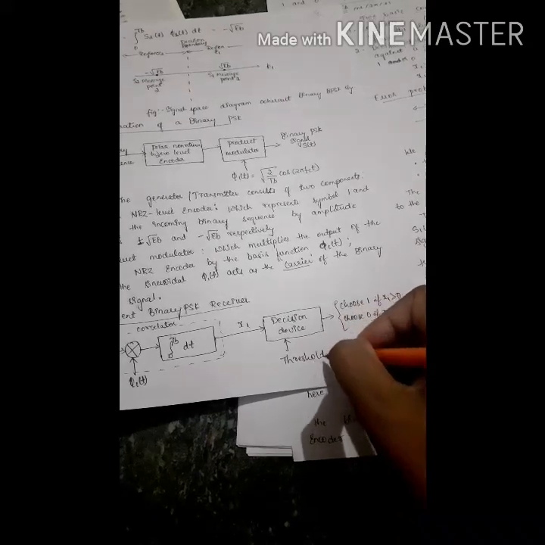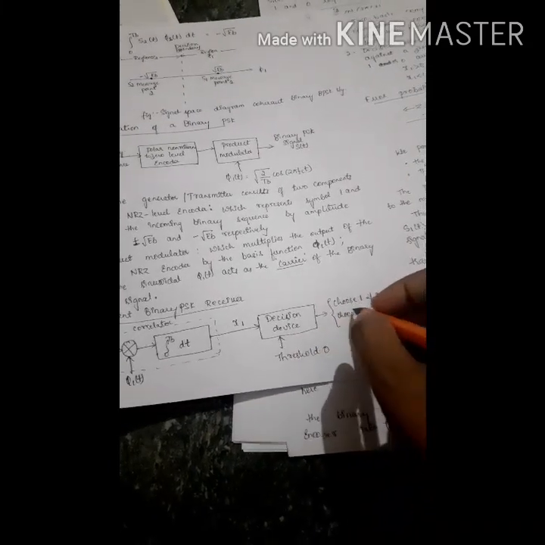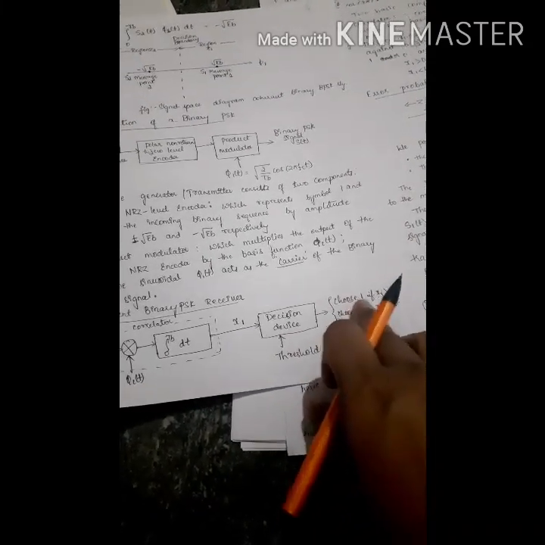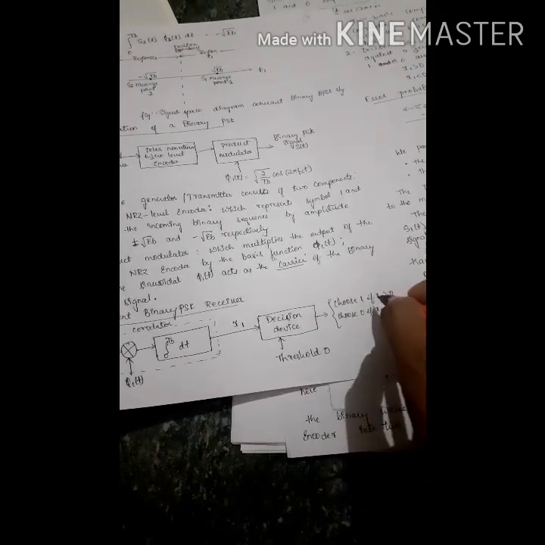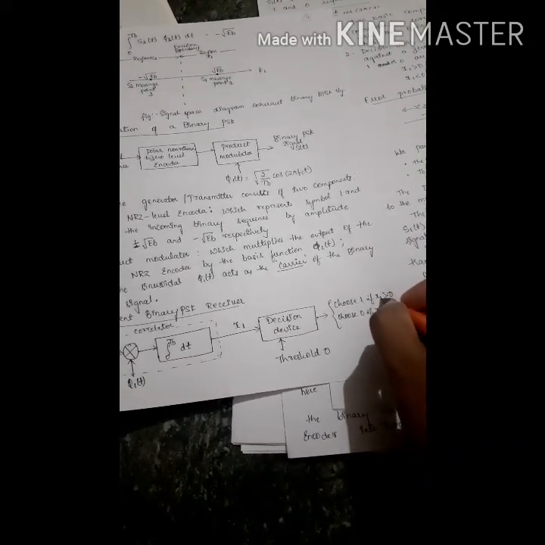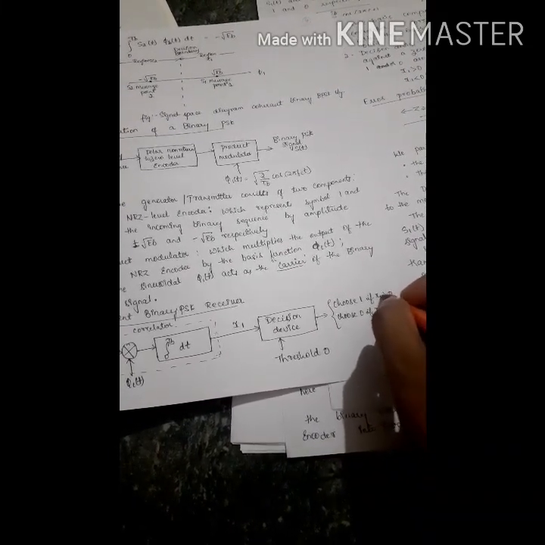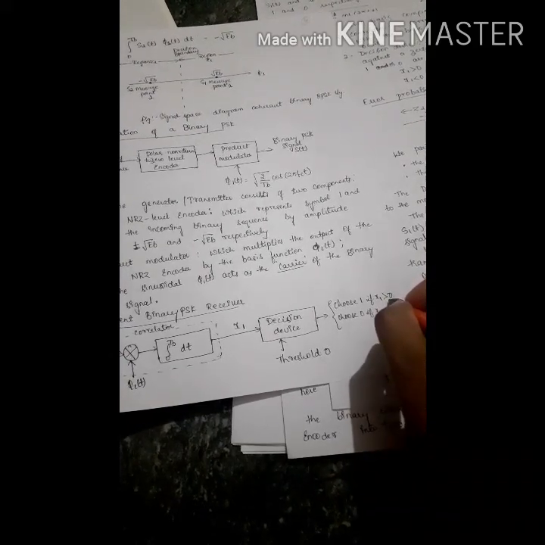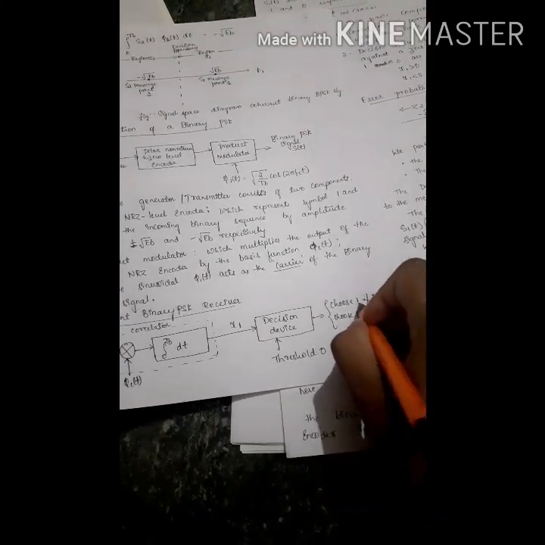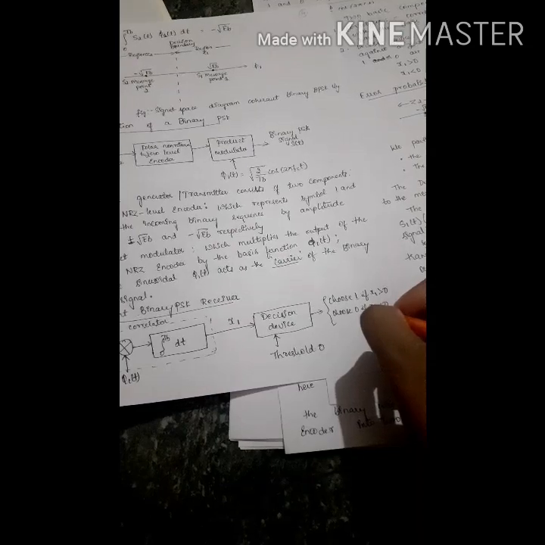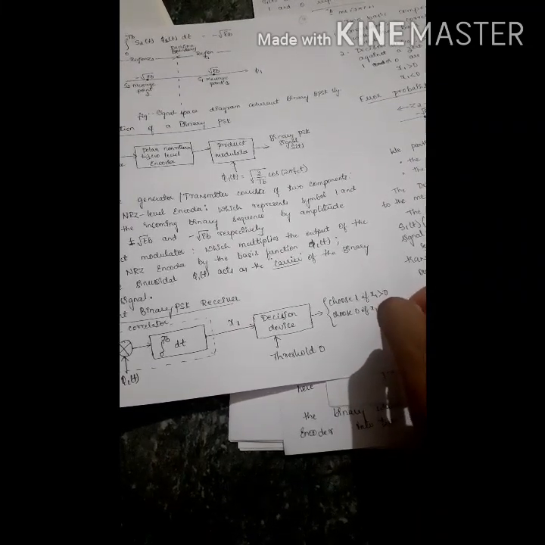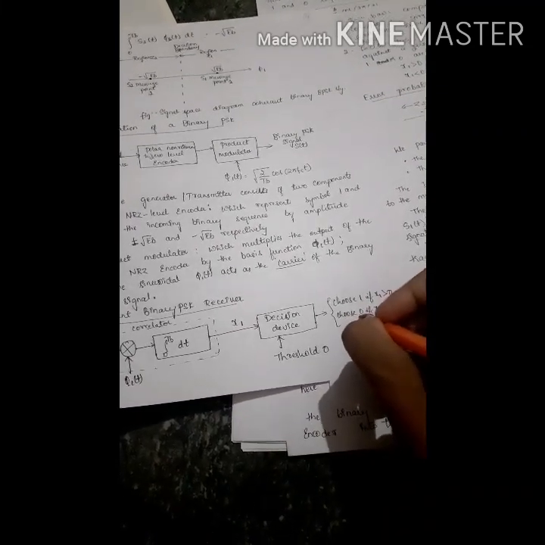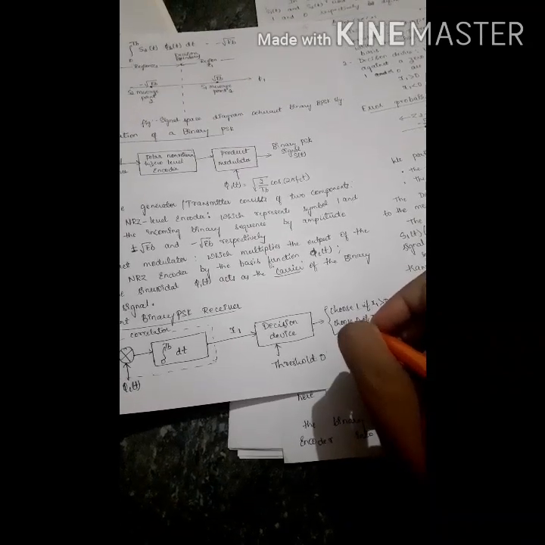If the threshold value is 0, when x1 is greater than 0, we call it symbol 1, and when x1 is less than 0, we represent it as symbol 0 only.